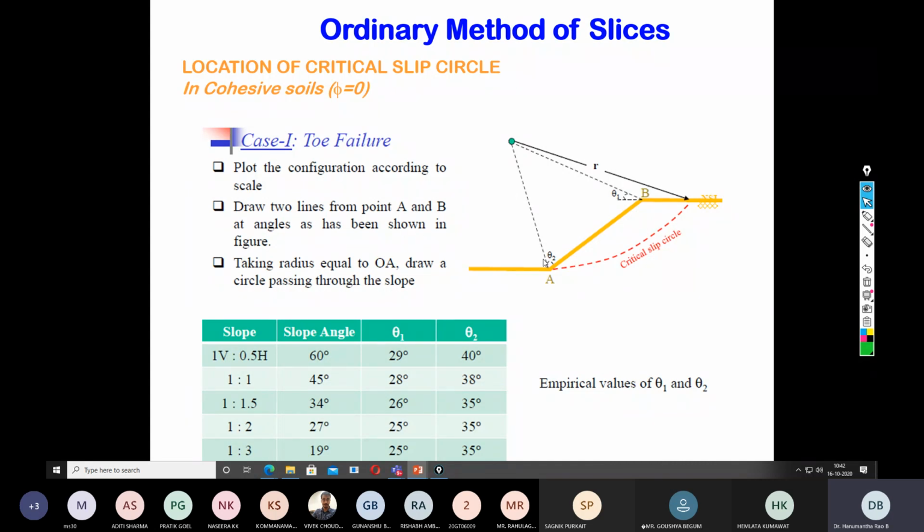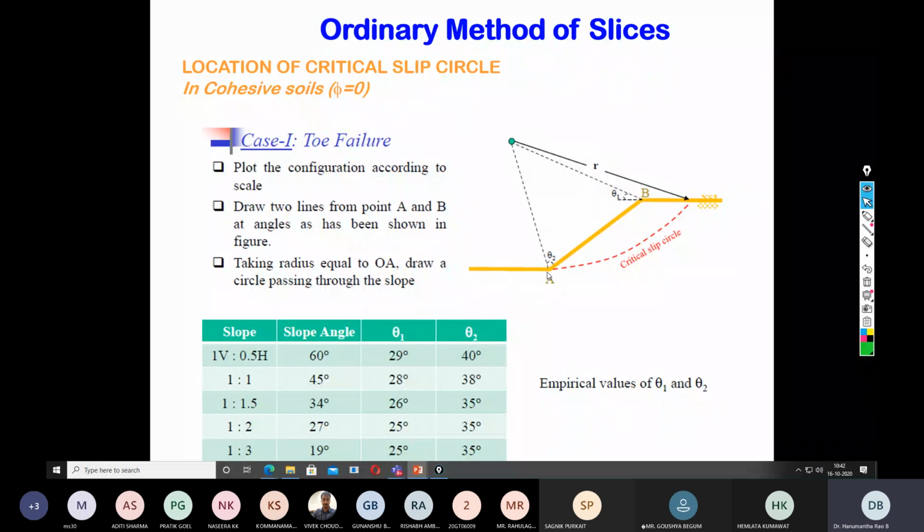So first plot the configuration according to scale. Draw the two lines from points A and B. Point A is the toe of the slope. Point B is the top edge of the slope, at the angles shown in the figure. So that is theta 1 and theta 2. Taking radius equal to OA, draw a circle passing through the slope. So this can become the critical slip circle.